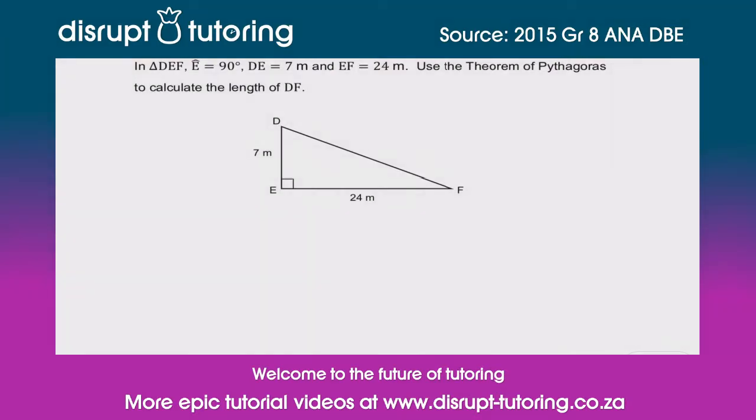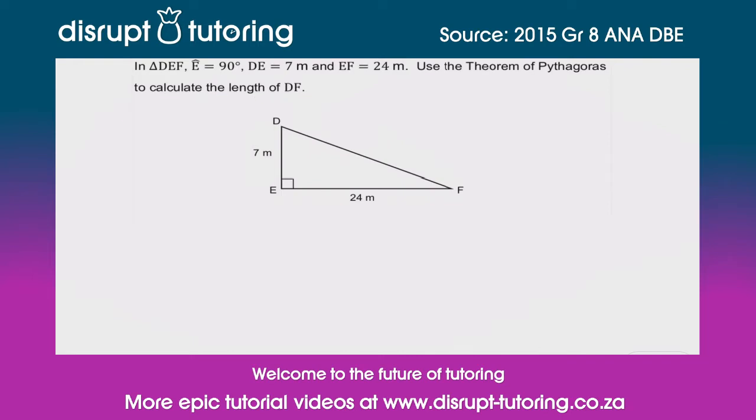Today we're going to deal with a Pythagoras question. Now, they've said to us, in triangle DEF, angle E is equal to 90 degrees, which we see over there. DE is equal to 7 meters, which they've already indicated for us, and EF is equal to 24 meters, which they've already indicated for us. Now they've said to us, use the theorem of Pythagoras to calculate the length of DF. Which is really kind of them, because they could have just said to us, calculate the length of DF.